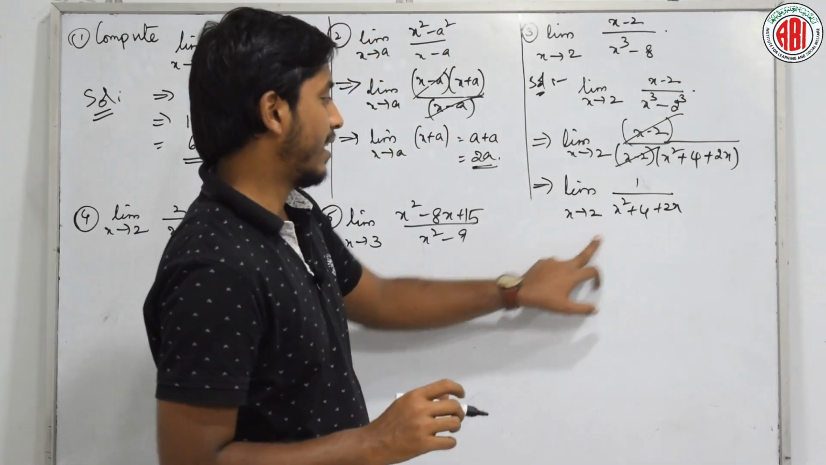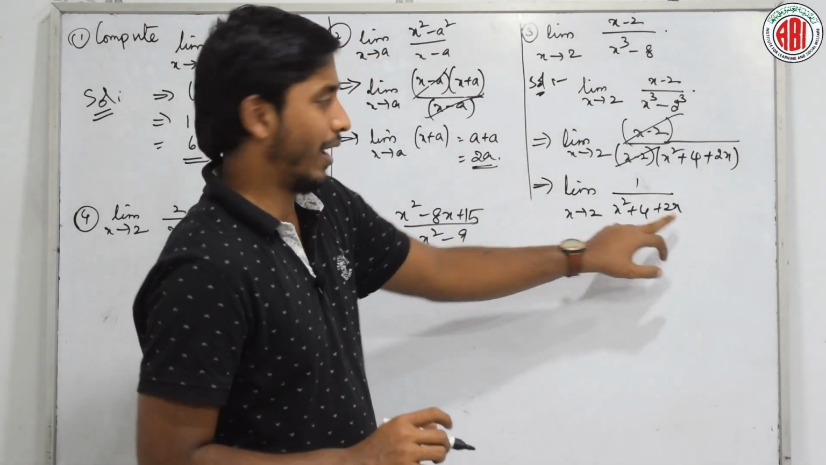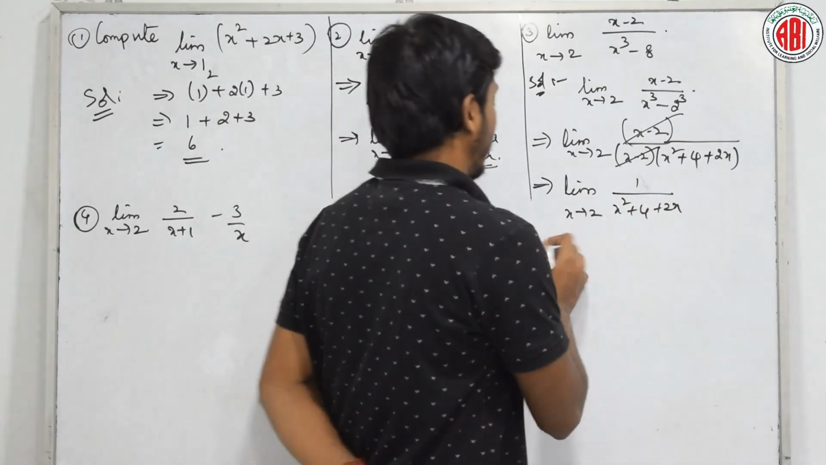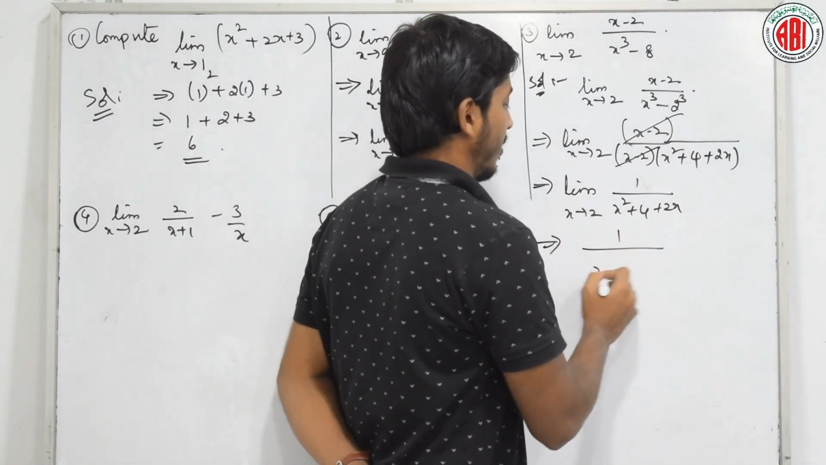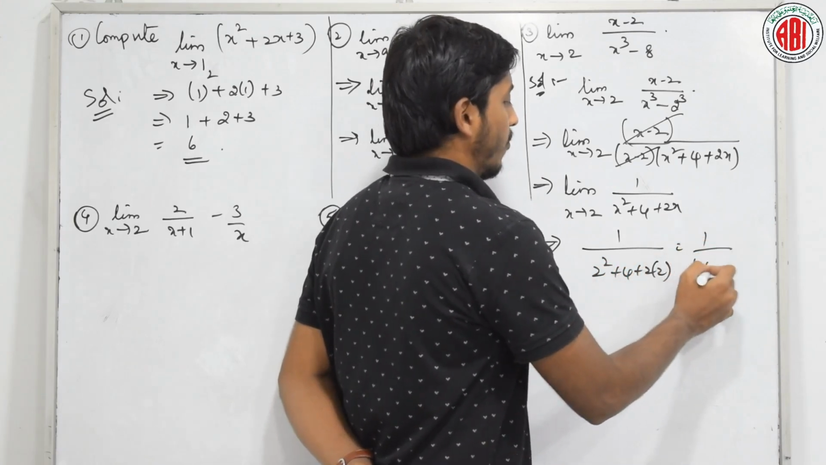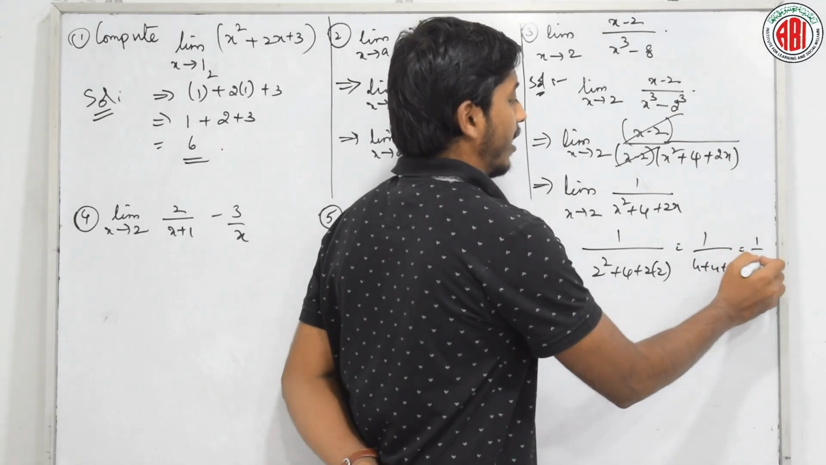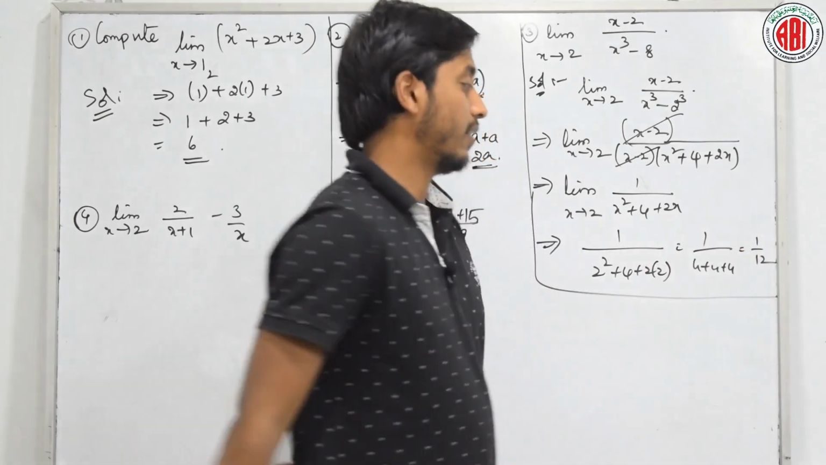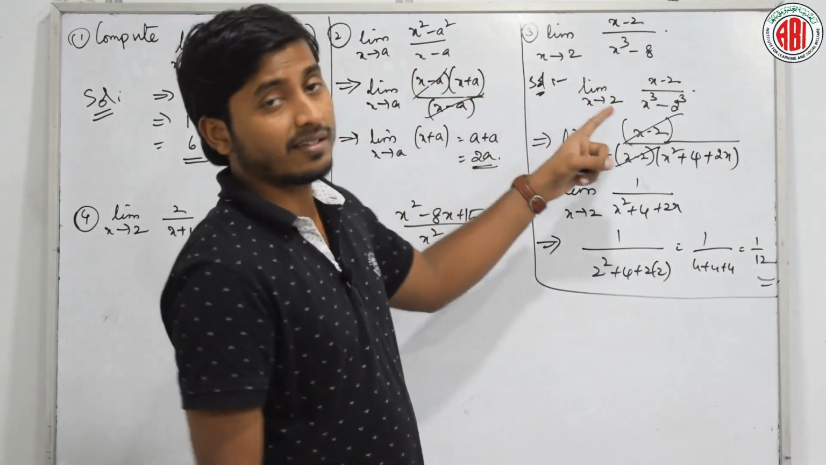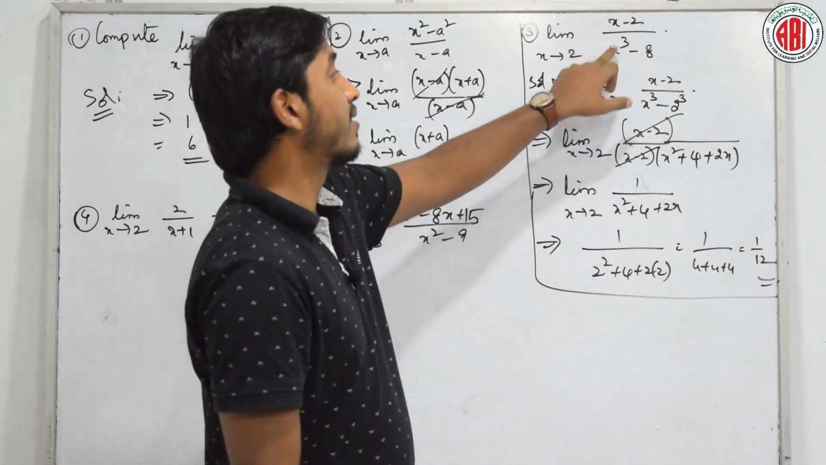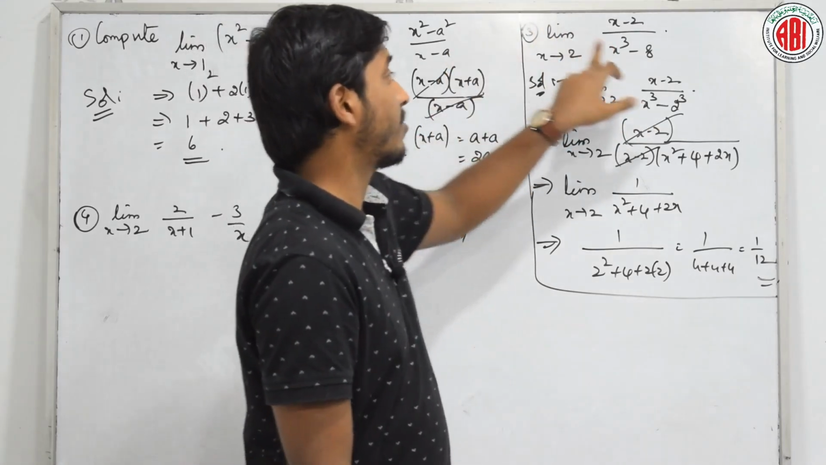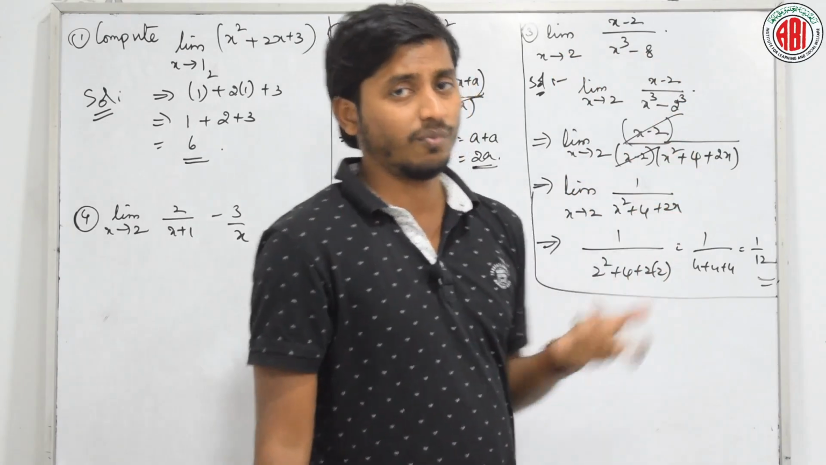Just check, is there any chance of getting 0? No, right? Directly substitute it. This will become 1 by (2 square plus 4 plus 2 into 2), that is 1 by (4 plus 4 plus 4), which is 1 by 12. Isn't it? Is it not the answer? What is the similarity between the previous sum and this sum? The only difference is that there it was in the numerator, here it is in the denominator. There we used the x square minus a square formula, here we have used the x cube minus a cube formula.